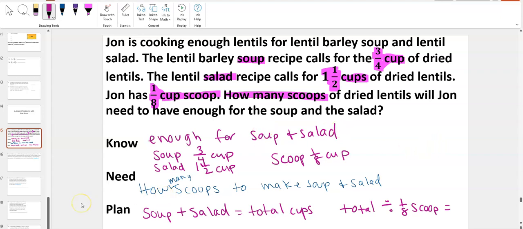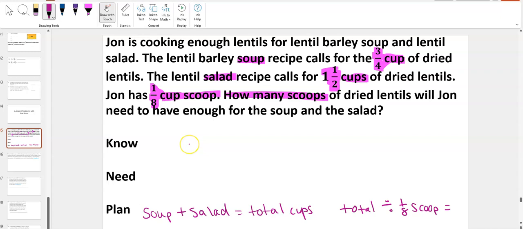So we're going to make some room. Okay, so I kept our plan on here because I need to do the soup plus the salad. So I need to do the 3/4 of soup plus the 1.5 cups of salad. And we need to add those together. So I need to go back in my brain and remember, how do I add fractions? Well, I'm going to need to turn this improper, and then I'm going to need common denominators. So this is going to become 3/4 plus 3/2.